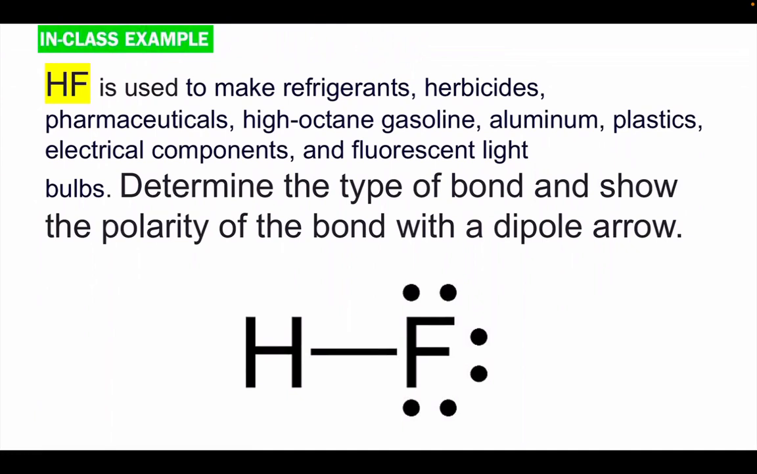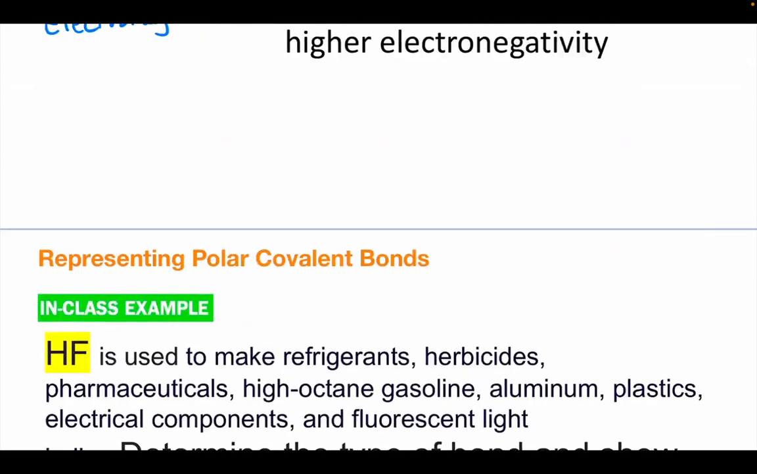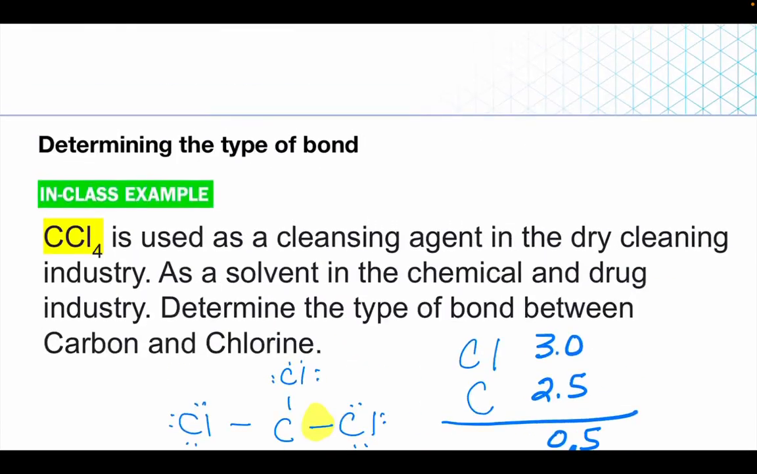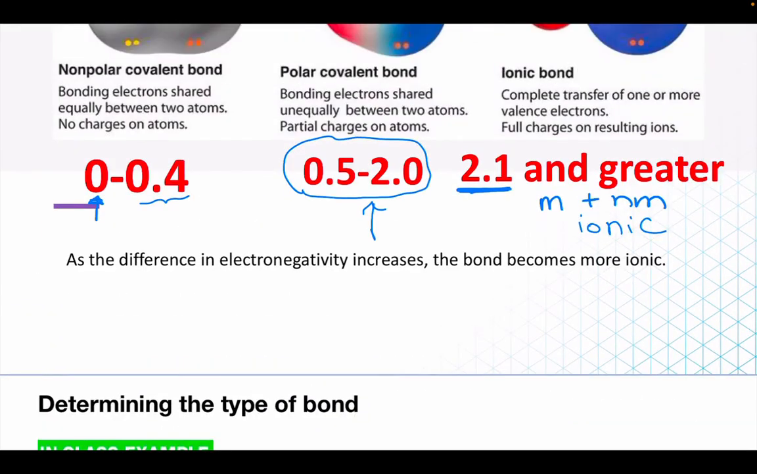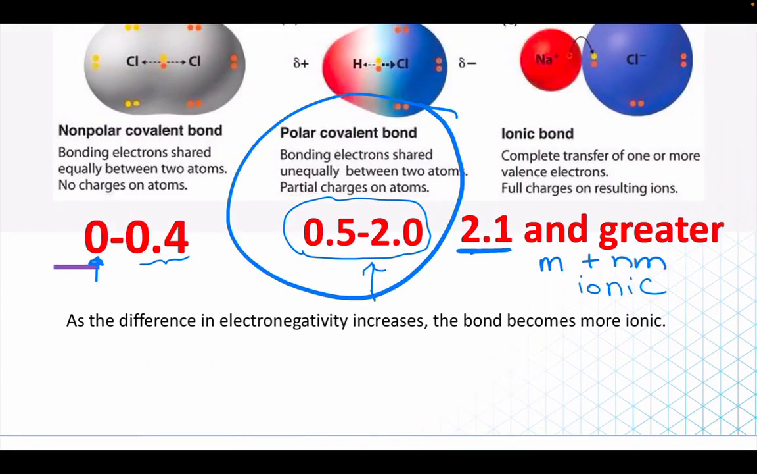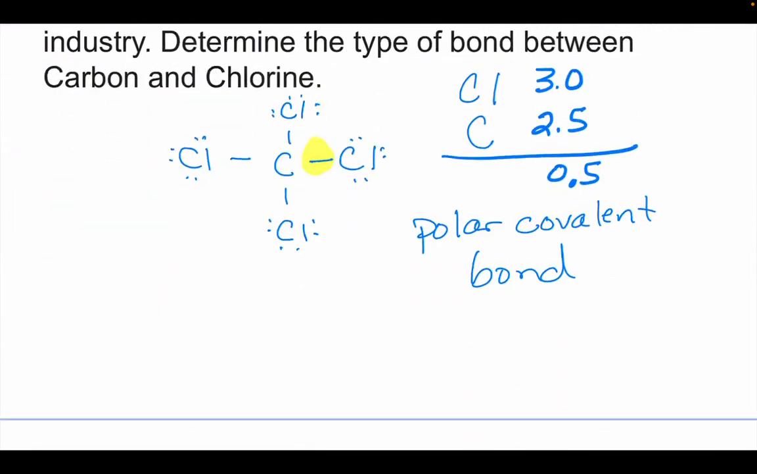We first of all should determine the type of bond. So we would look up fluorine's electronegativity on our periodic table, and hydrogen is 2.1. So the difference is 1.9. So it's a very polar bond. Remember, it's still under 2. Remember our categories? So at 1.9, we're still in this category, but getting closer to being ionic.